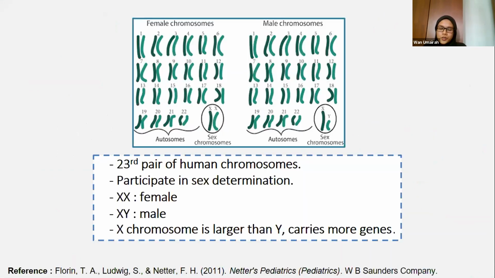In humans, the sex chromosome is the 23rd pair of human chromosomes, while the other 22 are called autosomes. And sex chromosome is a type of chromosome that participates in sex determination. Individuals having two X chromosomes, or XX, in their cells are female, while male has one X chromosome and one Y chromosome, or XY, in their cells. The X chromosome is larger than Y, so it carries many more genes than the Y.